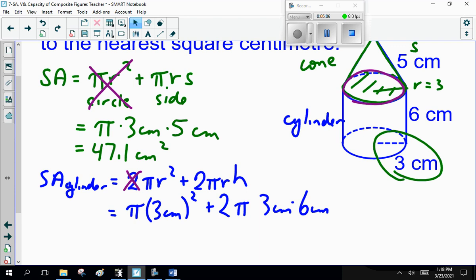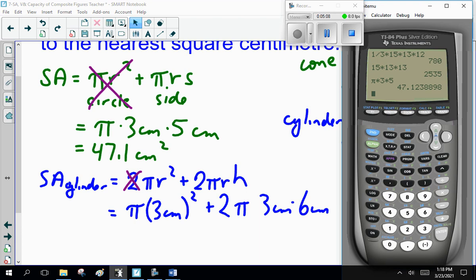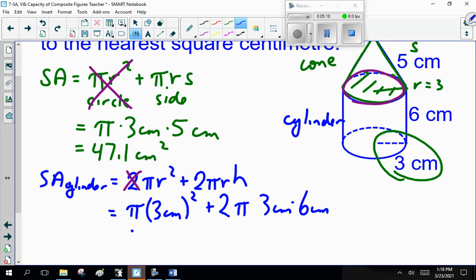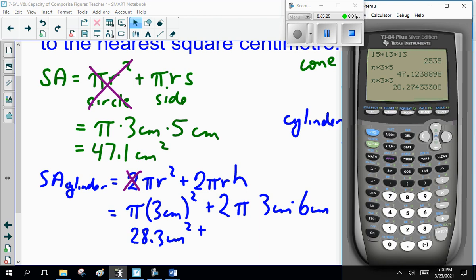I'm not doing that in my head. So let's do that. Pi times 3 times 3 is 28.3. Notice I'm doing this in a series of steps. Some of you guys are good and lucky, you can plug it all into your calculator at once. I'm not one of those people.